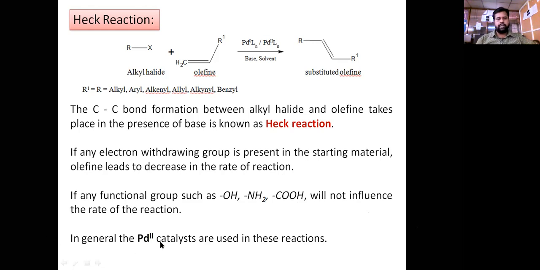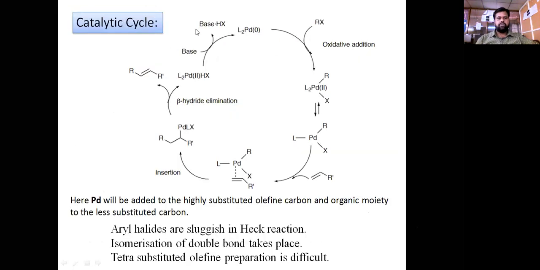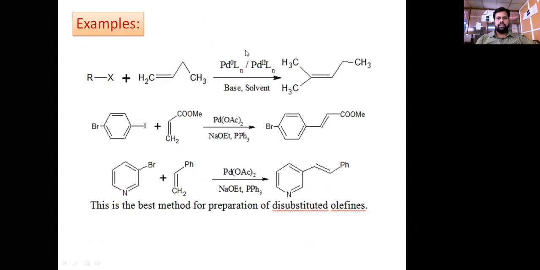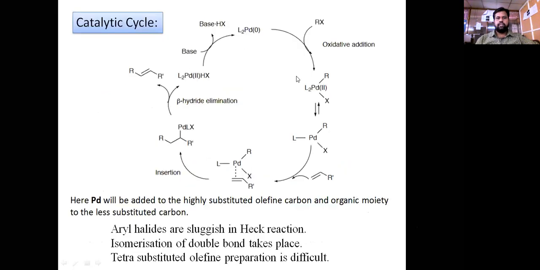So in general, the palladium 2 catalysts are used in this reaction. So this is the palladium catalyst cycle. So here you can see the conditions, right? So here palladium 2, right? So this is a palladium 2, and here alkyl halide has been used. So oxidative addition reaction. So in oxidative addition reaction, one side alkyl, another side is halogen groups are substituted on the ligand palladium group positions.